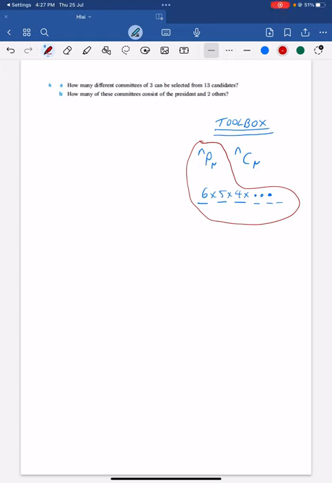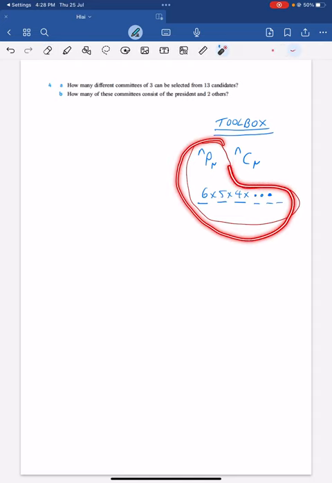Okay, here's a question. Take a moment to read it. Then have a little think about the toolbox we're using. Two main tools, really. There's this where position counts. We're placing things in a particular order.